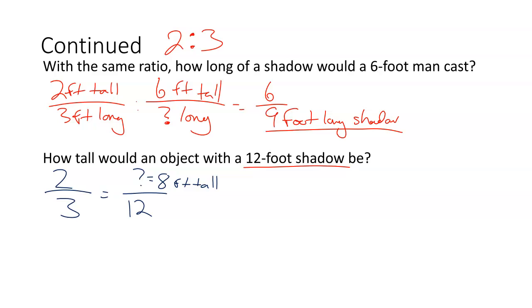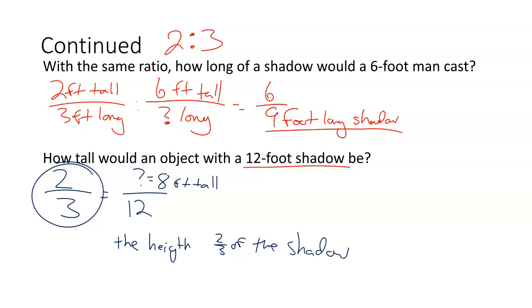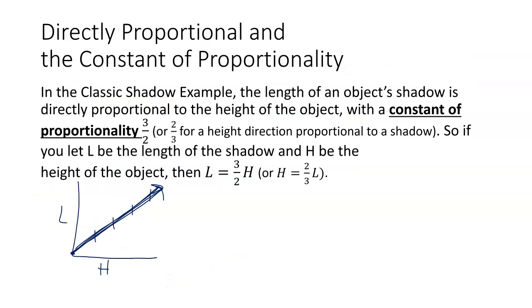But understanding this ratio, understanding that the height is always 2/3 of the shadow, allows me to get the equation where height is 2/3 the length. It lets me use that proportion to write an equation. So that's our basics of our ratios and our constant of proportionality.